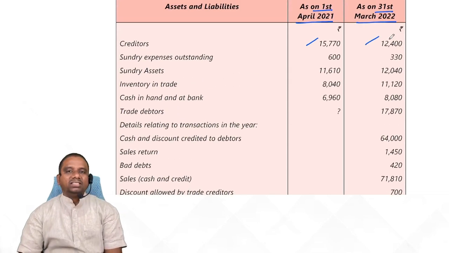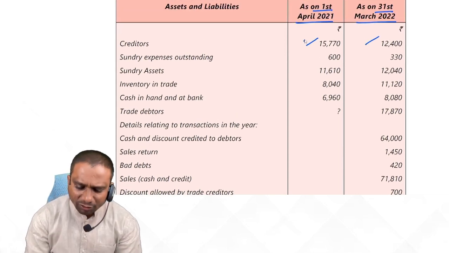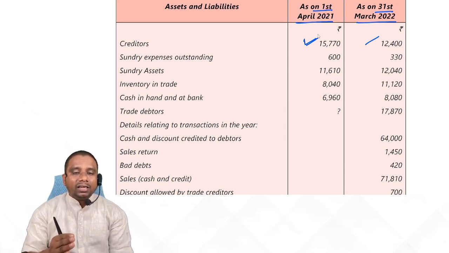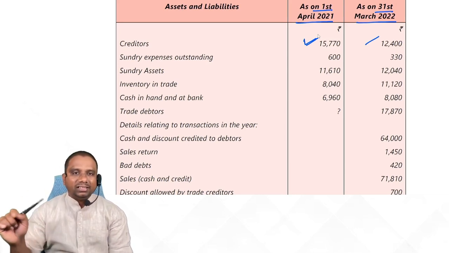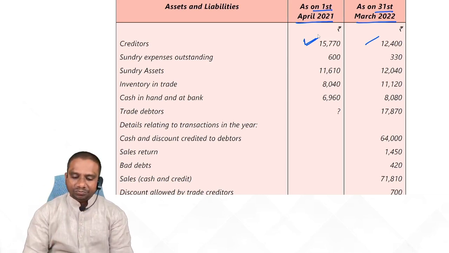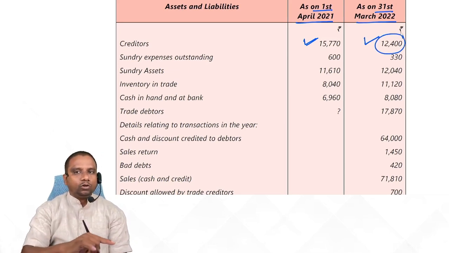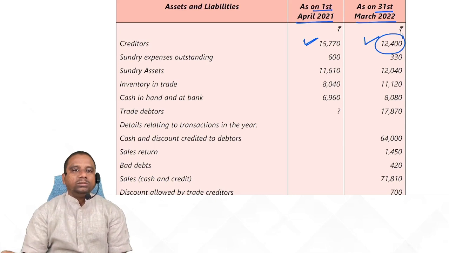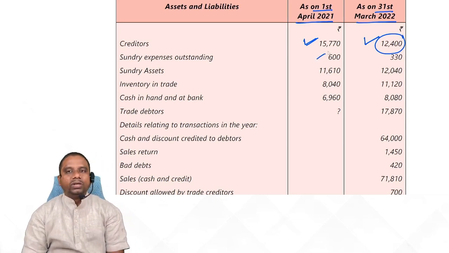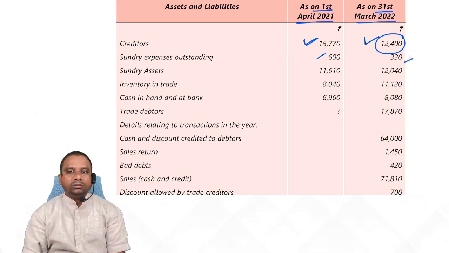No, capital balance is not given. So, prepare opening balance sheet. Opening balance sheet means first, 15,770 is written: creditor account opening balance credit side plus opening balance sheet liabilities side. Next one, closing creditors. Creditors account debit side closing balance and closing balance sheet liabilities side. Sundry expenses outstanding opening balance liabilities side, closing balance liability side of closing balance sheet.